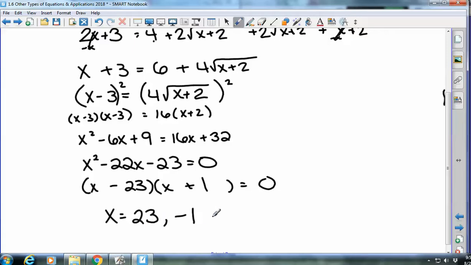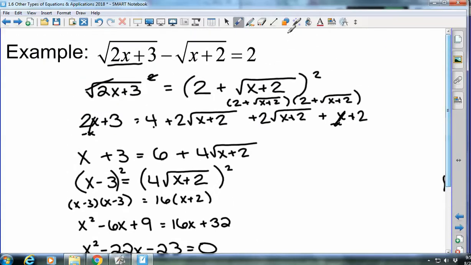This is not a problem to skip steps on. If you write everything out, you'll be okay, but if you start trying to do things in your head with all the radicals and the squaring multiple times, you're going to get confused. What do we need to do at the end? Check. See if these things even work.